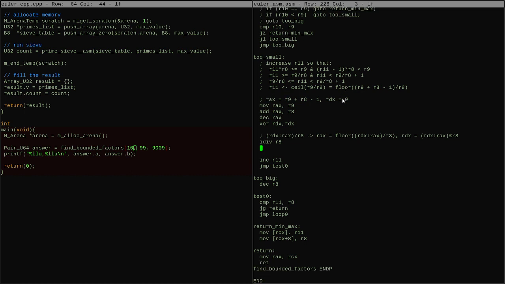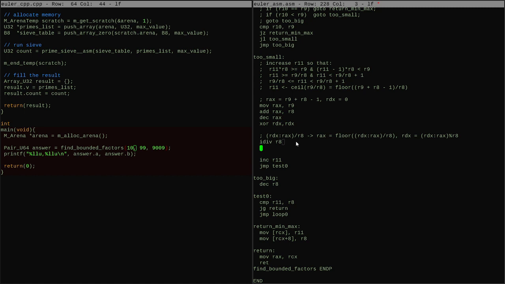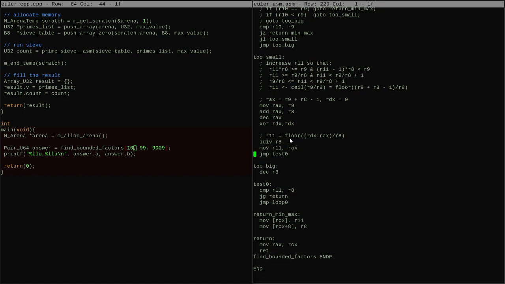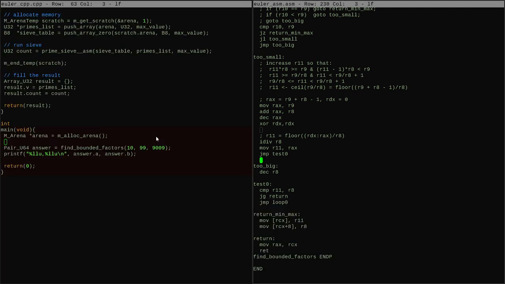All right, so there's our divide. That fills this with this. And that's the new value for R11, right? So then we say move into R11 the result that's currently in RAX. We jump to test 0. That still gives the correct result. So that is how we do it on the too small side.